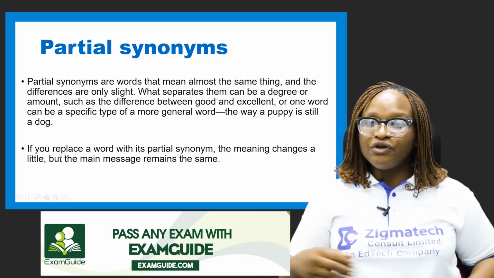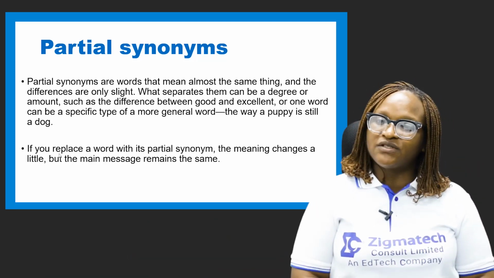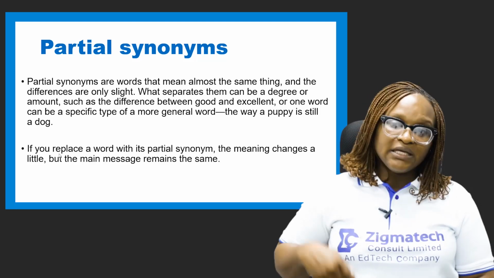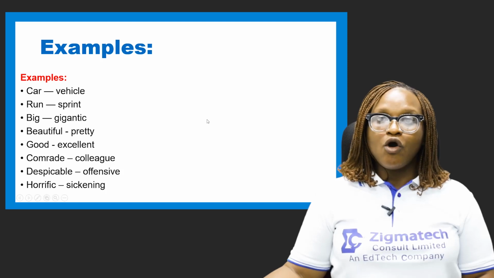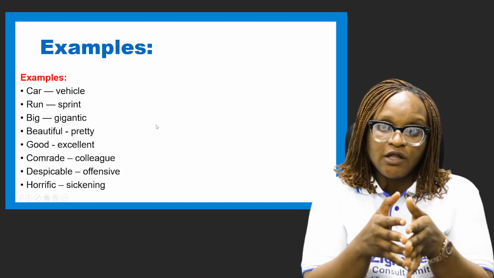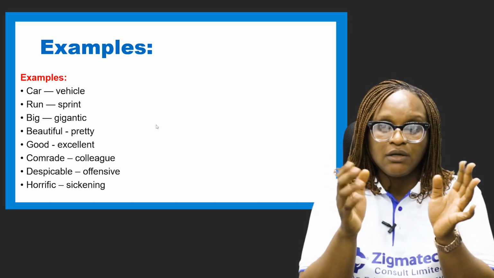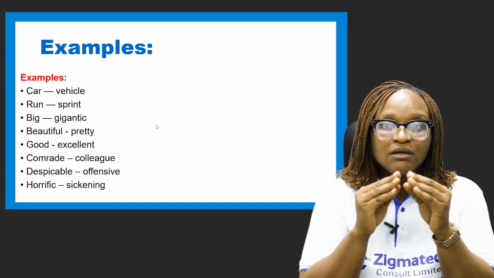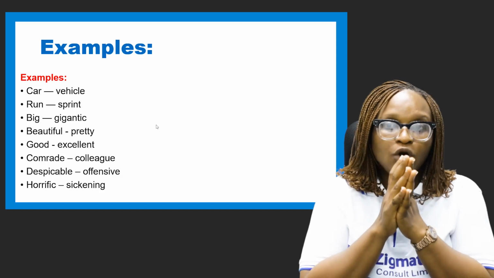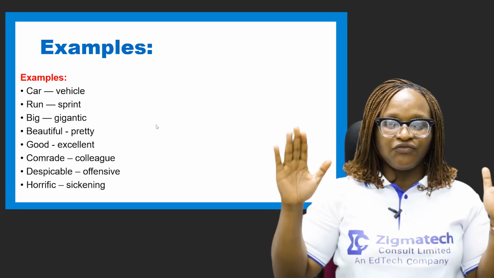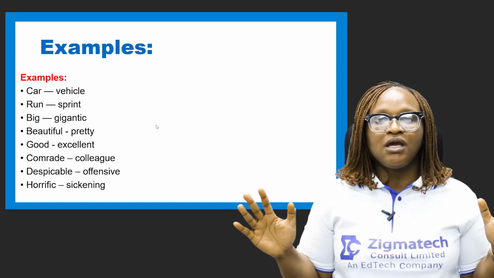So if you replace a word with its partial synonym, the meaning changes a little, but the main message remains the same, and that's it. So all I'm saying is that the girl is good. That's just it. Oh, she's excellent. The meaning remains the same. She did a wonderful work. Her work is good. It's just that the degrees are different, but I'm passing the same information.